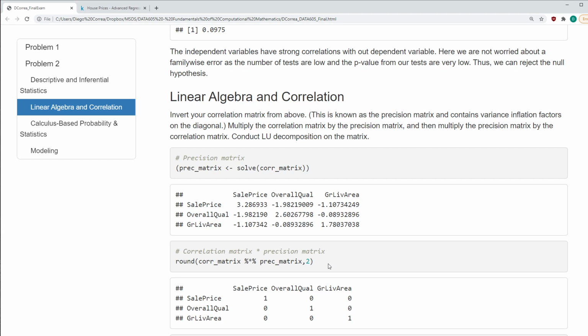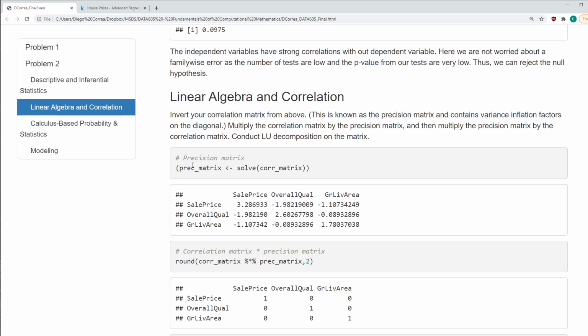Next, linear algebra and correlation. Invert your correlation matrix from above. This is known as the precision matrix and contains variance inflation factors on the diagonal. Multiply the correlation by the precision matrix, and then multiply the precision matrix by the correlation matrix. Conduct LU decomposition on the matrix.